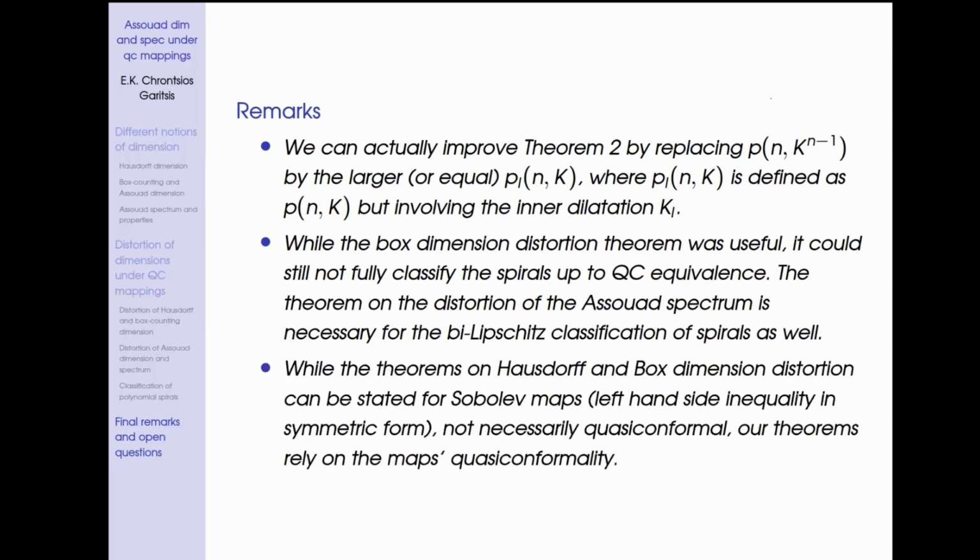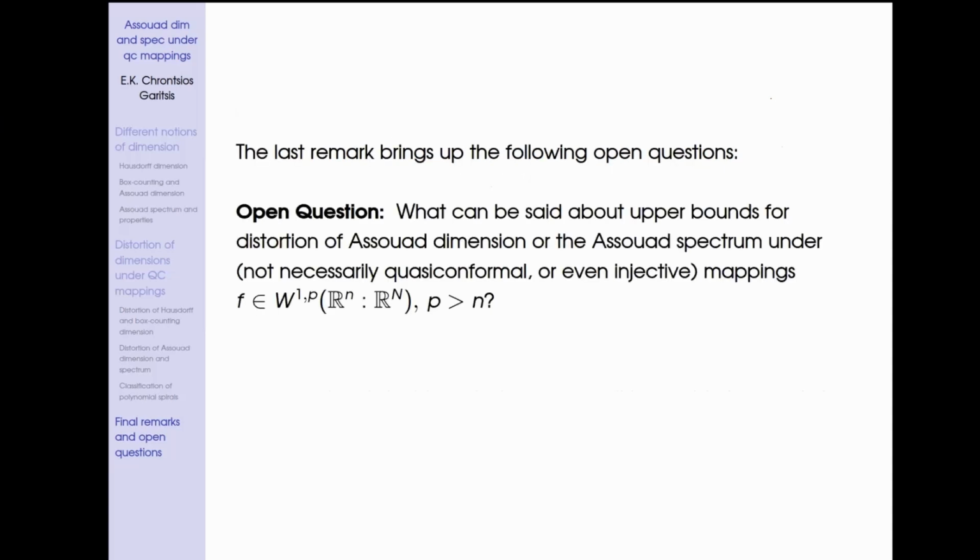And the theorems for Hausdorff and box dimensions were true for Sobolev maps also, not necessarily quasiconformal. Our theorem specifically used the fact that F is a quasiconformal map. So a natural open question to ask in this case is what happens for f in W^{1,p} that is not quasiconformal or not even injective? How does such a map distort the Assouad dimension or the Assouad spectrum?